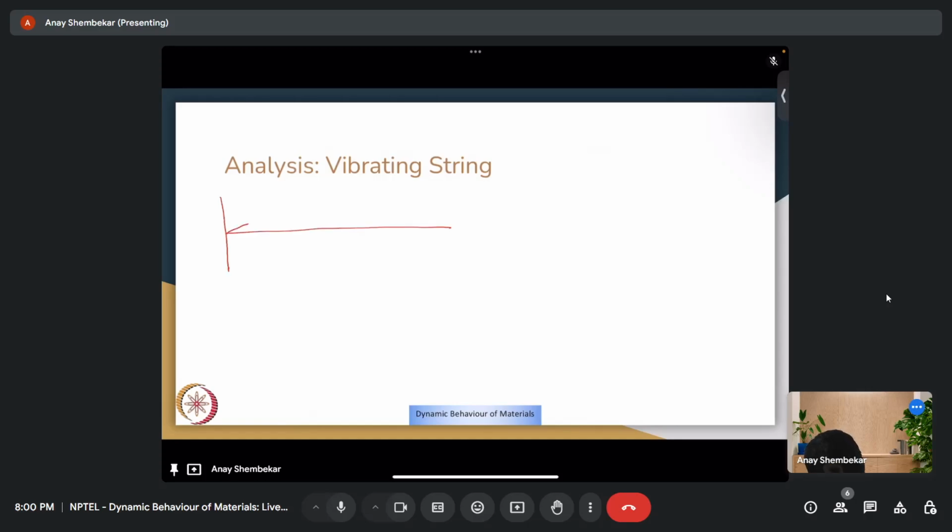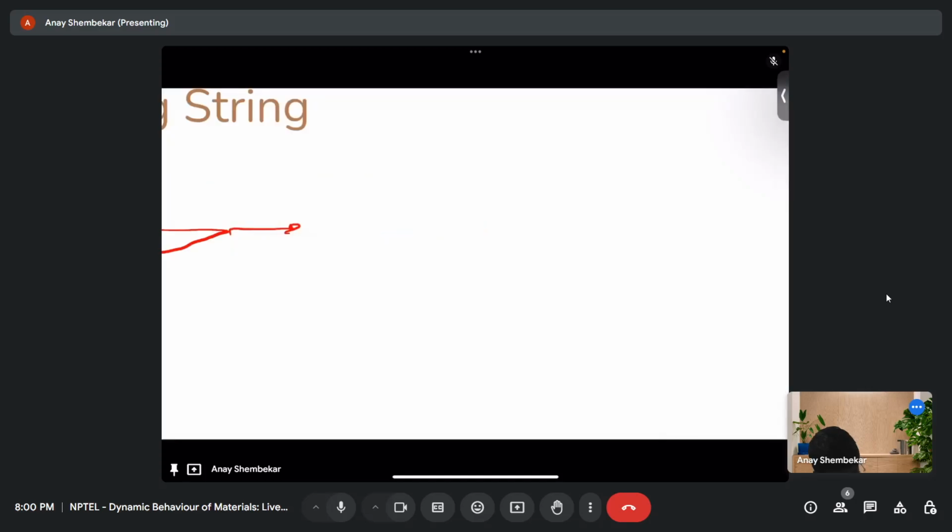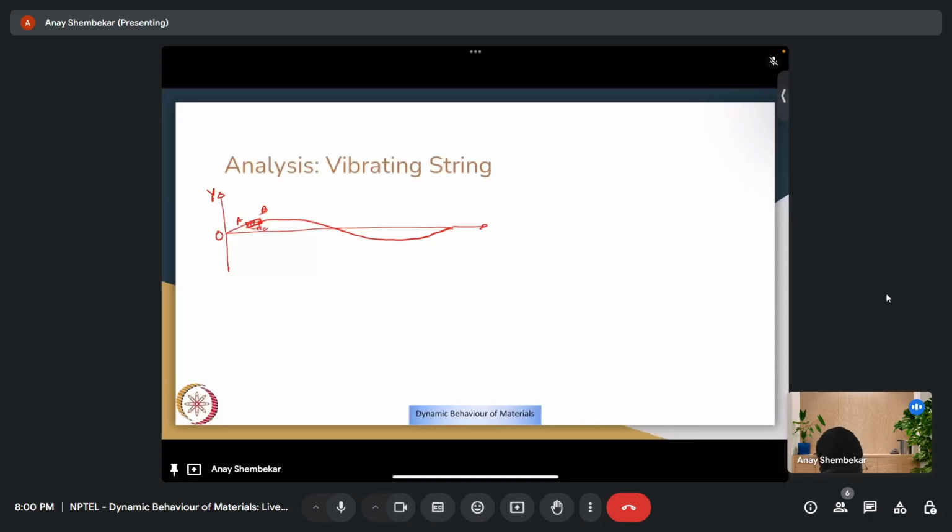Suppose this is my string, this is my origin, y, x. If I take a very small section of the string, A, B, and then right angle triangle C, I think I should first write my assumptions.